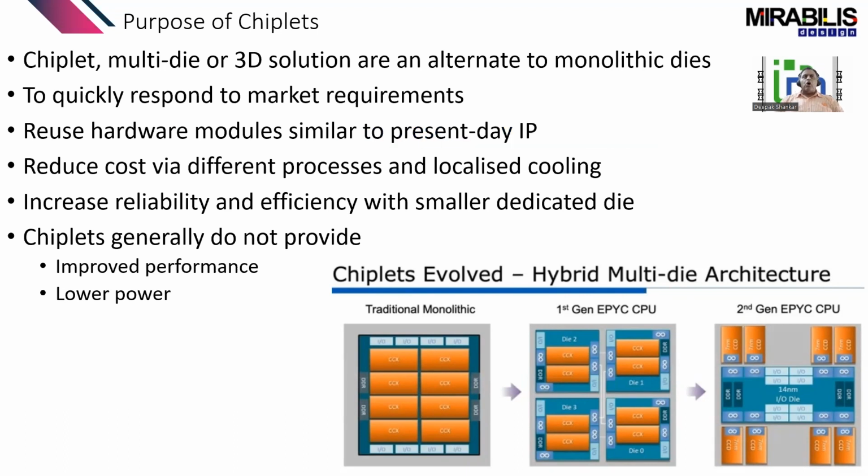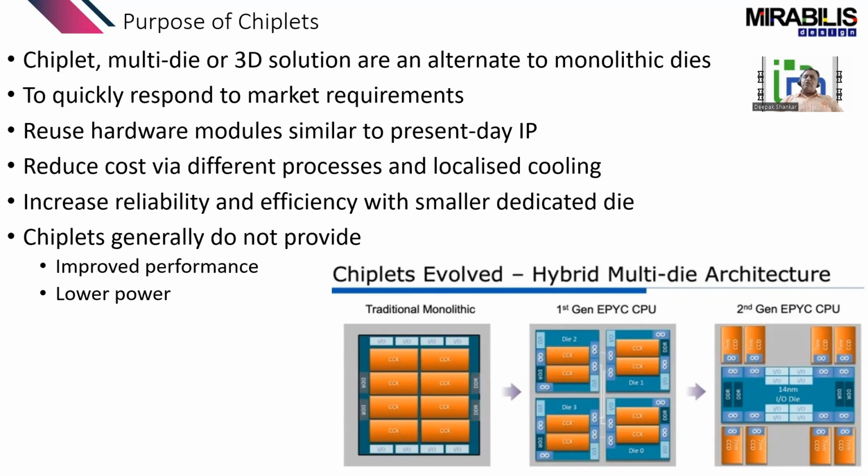Of course, there is always the concept of multi-die reducing cost, because each element within the die can be built on a different process. Different quantities can be constructed, and there can also be localized cooling. One of the biggest advantages of a smaller dedicated die for different parts of your system is the increase in reliability because of smaller size and greater process efficiencies.